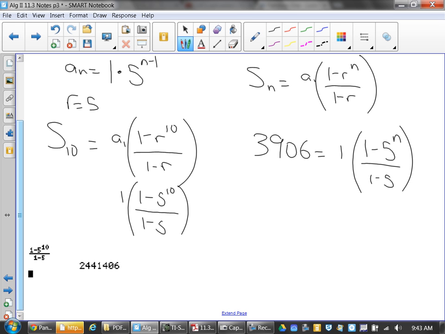Can I just not worry about that 1 out front for right now? Okay. Does everybody agree that the denominator equals -4? How do you undo divide by -4? You multiply by negative. Good. Multiply both sides by -4. I'm just going to do that right away.